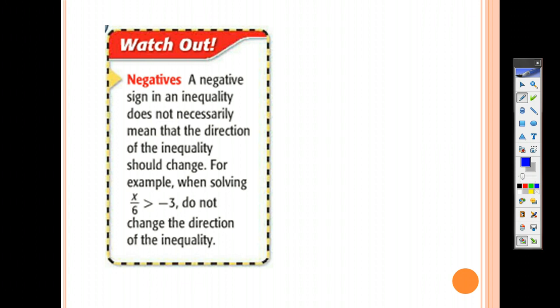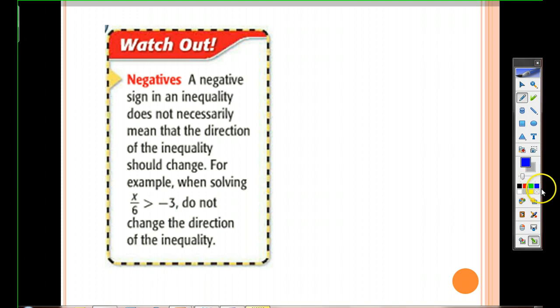Alright, some things to watch out for: negatives. A negative sign in an inequality does not necessarily mean that the direction of the inequality should change. For example, if there's a negative on this side, that doesn't mean you need to change the sign. You just multiply by 6 on each side, and you'll have x is still greater than negative 18. Just because there's a negative sign does not mean you flip the sign. The inequality sign stays the same. That's something you need to watch out for.